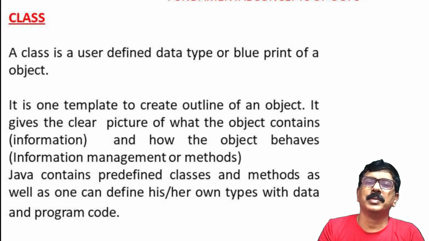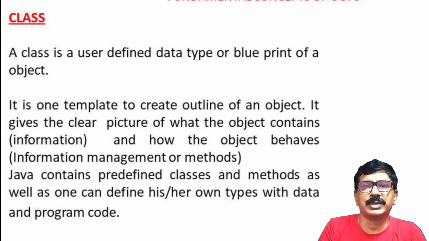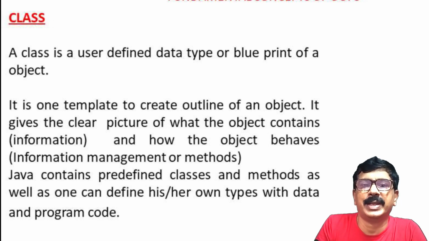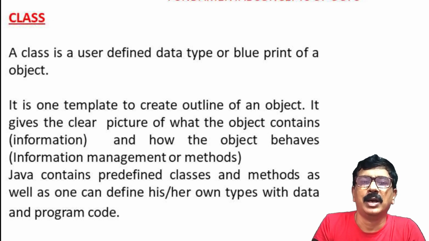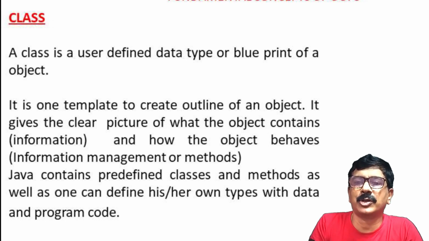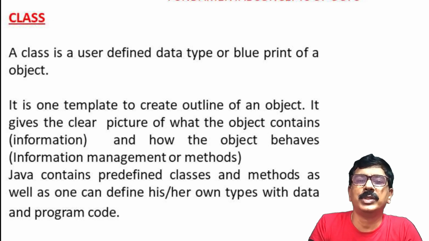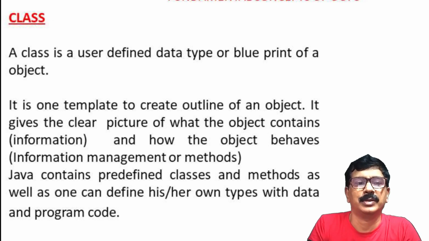There are some components. First one is class. A class is a user-defined data type or blueprint of an object. It was introduced by C++. It is one template to create the outline of an object. It gives a clear picture of what the object contains and how the object behaves.